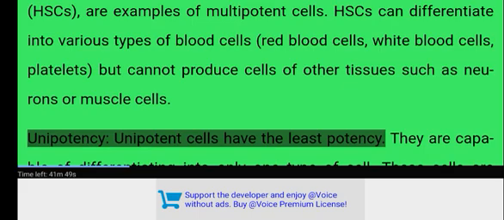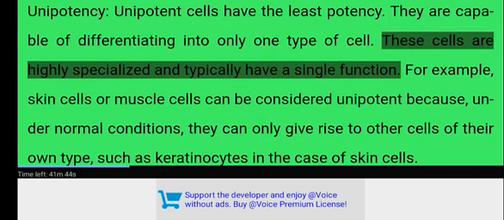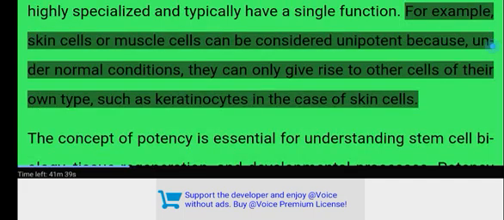Unipotency. Unipotent cells have the least potency. They are capable of differentiating into only one type of cell. These cells are highly specialized and typically have a single function. For example, skin cells or muscle cells can be considered unipotent because, under normal conditions, they can only give rise to other cells of their own type, such as keratinocytes in the case of skin cells.